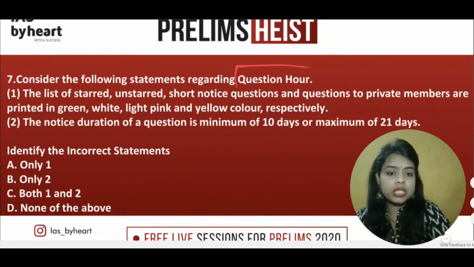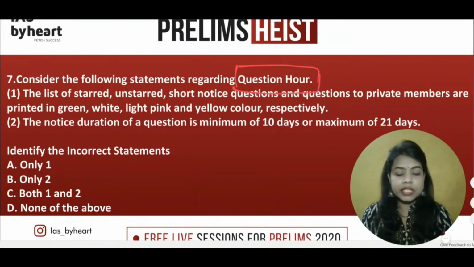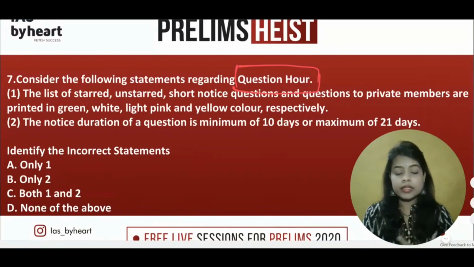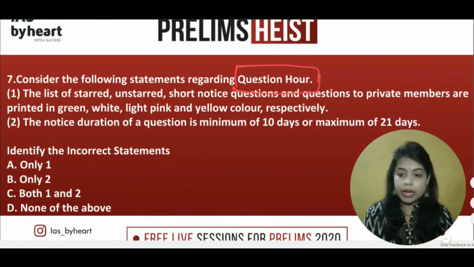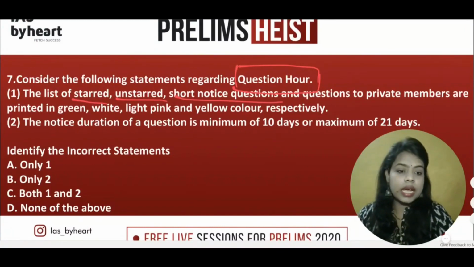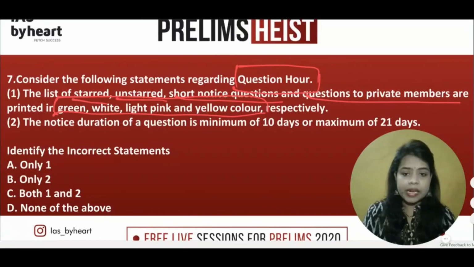Consider the following statements regarding question R. So the motions and the tools of the parliament are very much important. So the question R, which is an Indian innovative thing, and the question R is the most interesting part in the parliament, we all know it. So regarding that, this question is, the list of stat, unstat, short notice questions and the questions to private members are printed in green, white, light pink and yellow color.